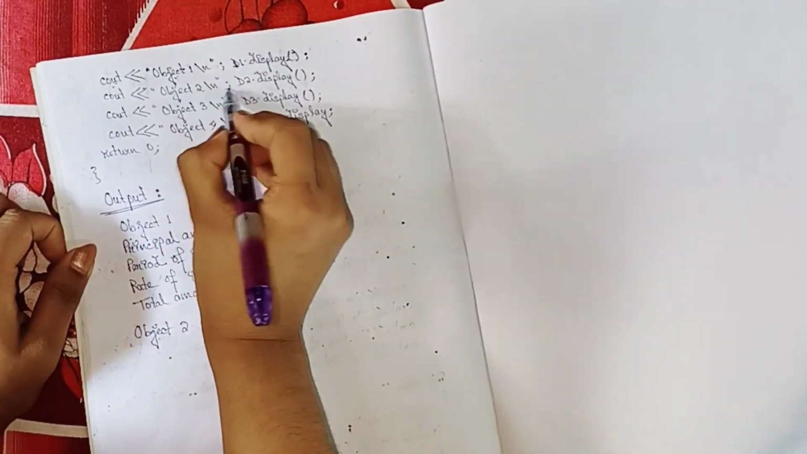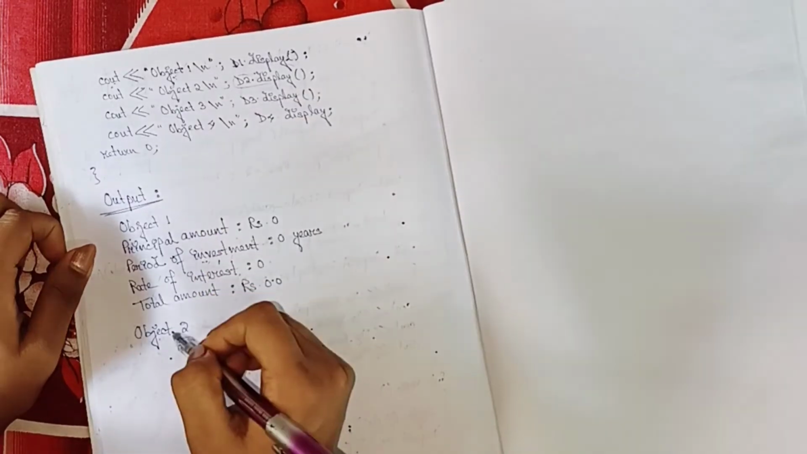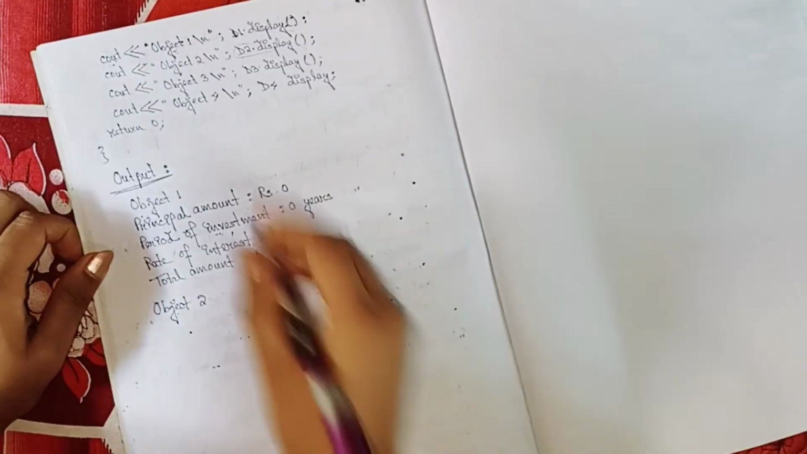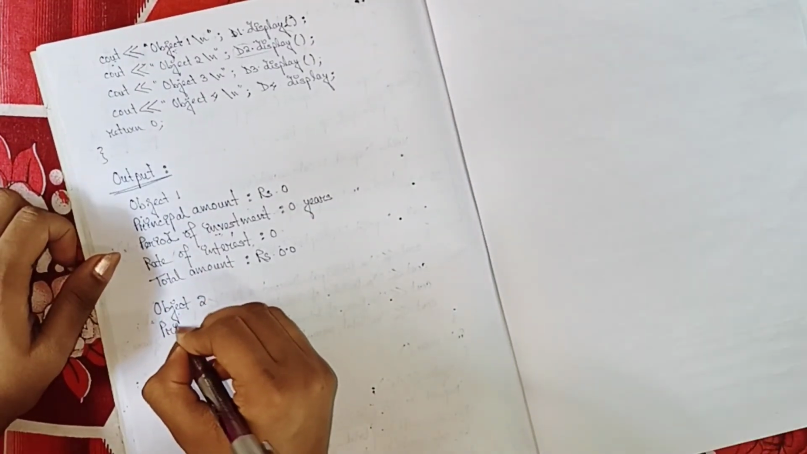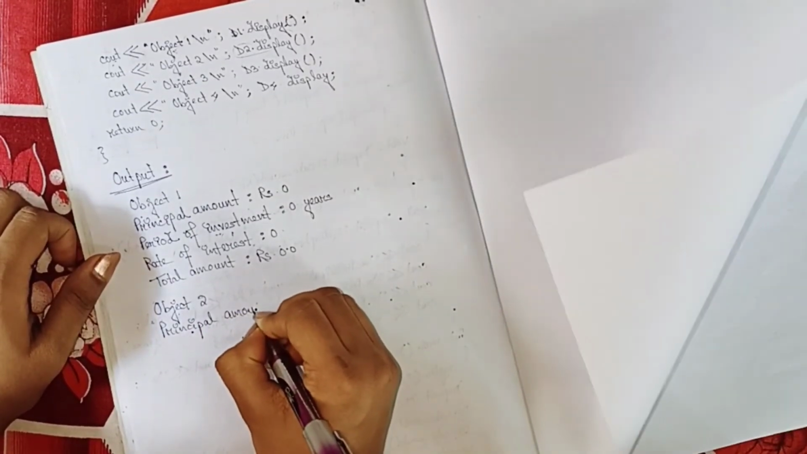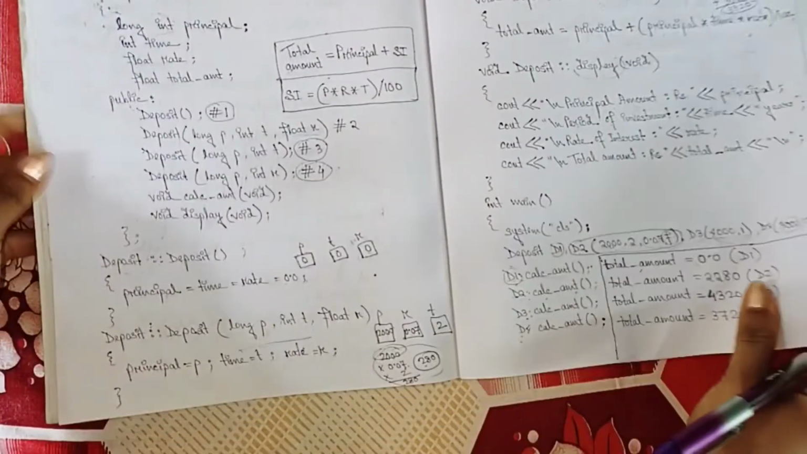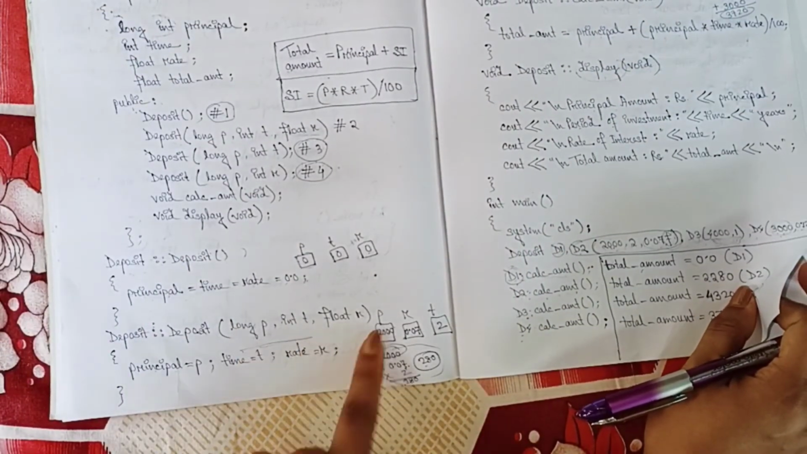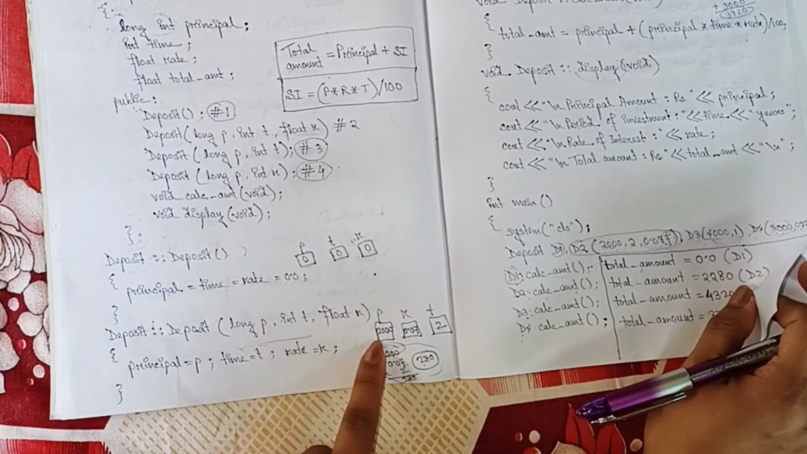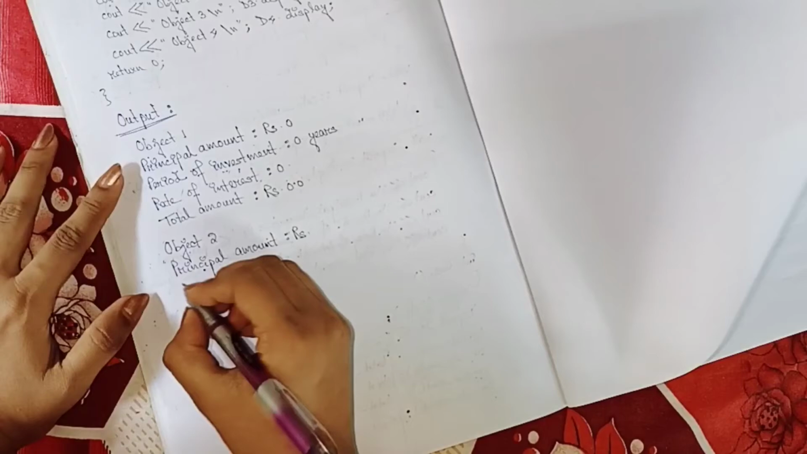So for object 2 again D2 dot display. For D2 object it will again go for display, and it will display all these things. Principal amount again. Principal amount for D2 will be what? That we have already seen. For D2, what is the principal, what is the time, and what is the rate? For D2, principal is 2000, time is 2, and rate is 0.07. So we will write like this.